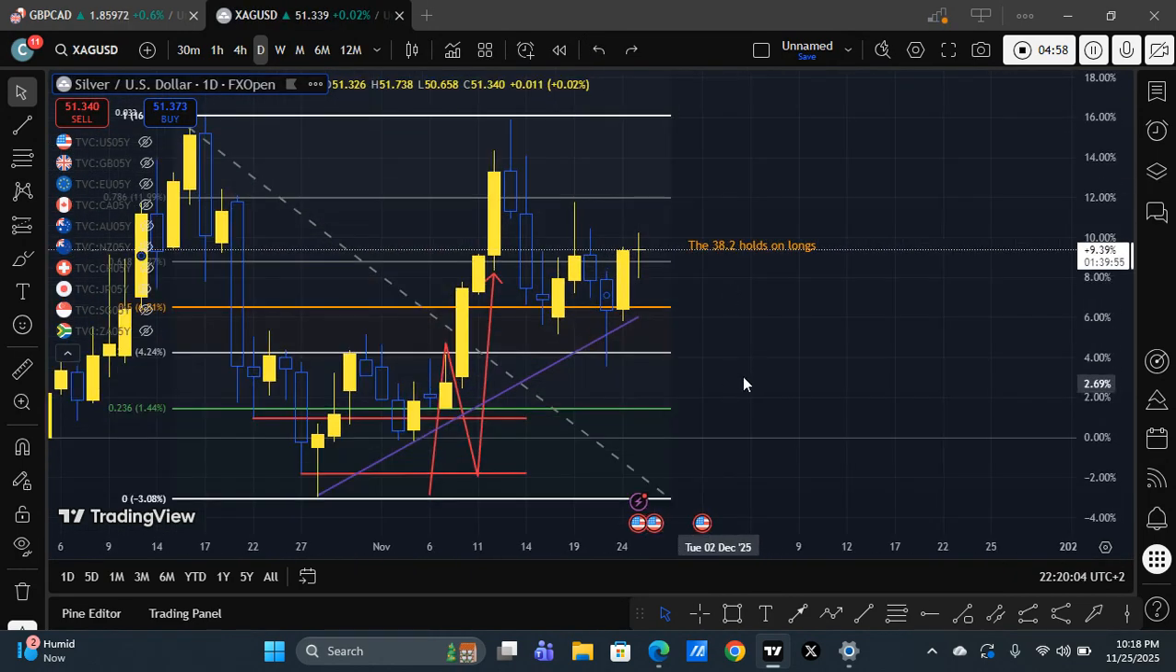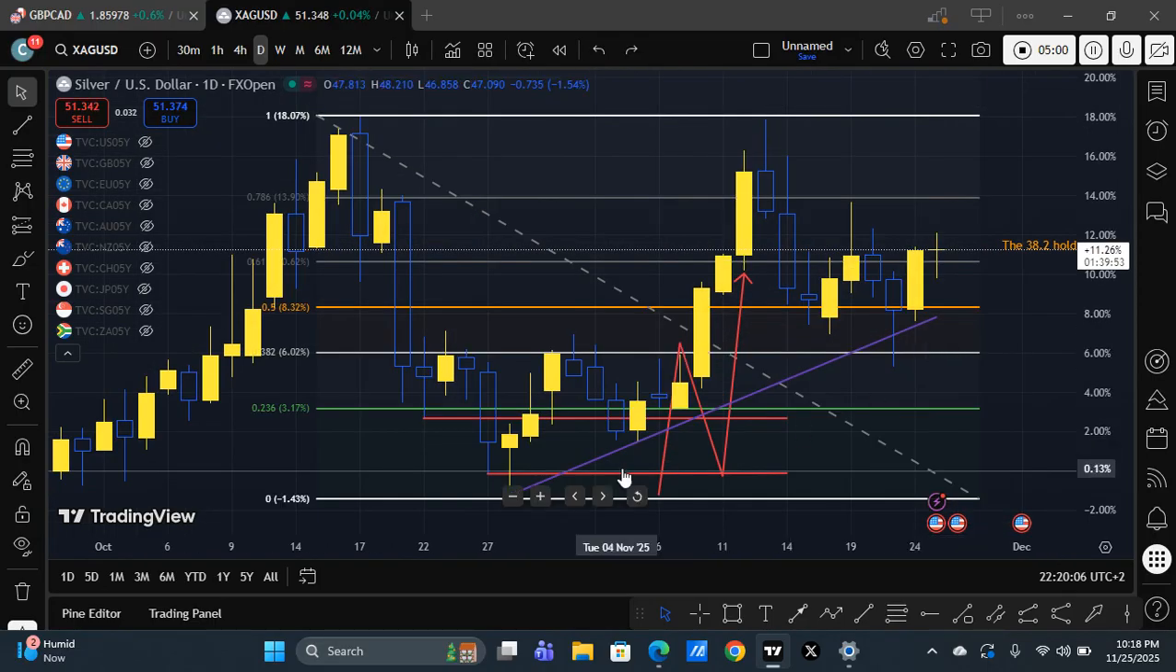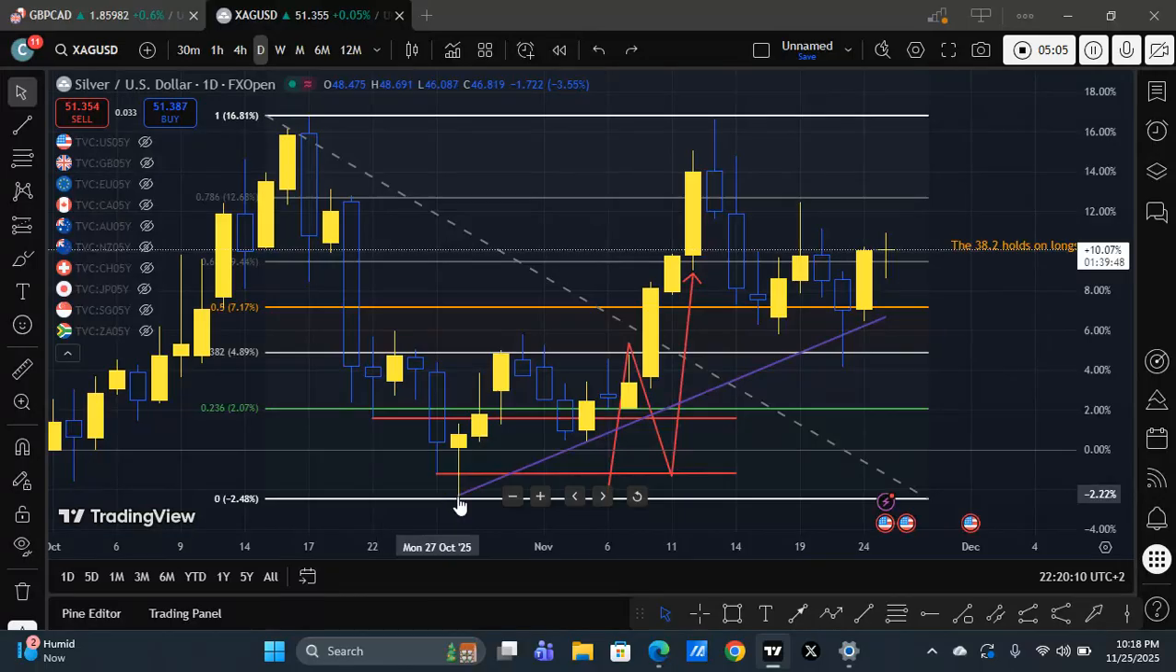This is silver. I was looking at silver for some time, and it is difficult to buy silver with the US dollar going bullish after the Jerome Powell announcements, the last speech that Jerome Powell had.